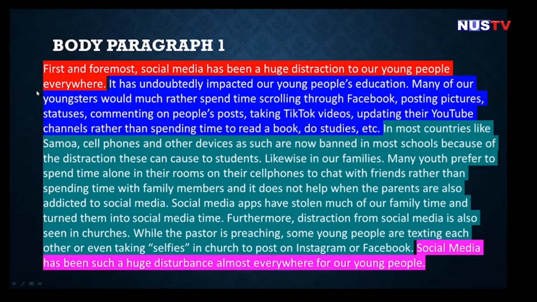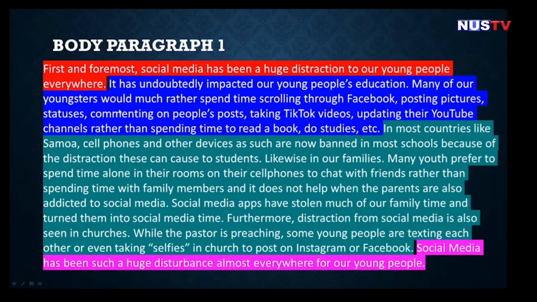The different parts. Keep in mind our first point is distraction. Now, I'm going to read it out. First and foremost, social media has been a huge distraction to our young people everywhere. It has undoubtedly impacted our young people's education.